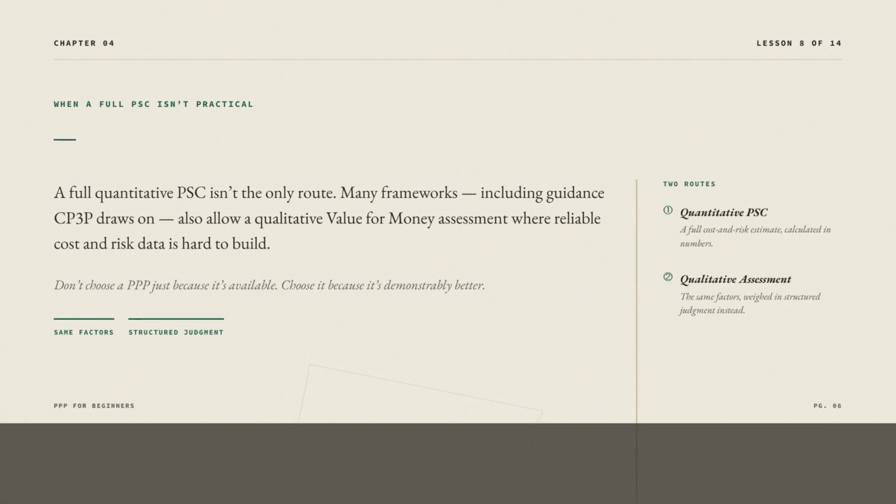A full quantitative PSC isn't the only route. Many frameworks, including Guidance CP3P draws on, also allow a qualitative value for money assessment for projects where reliable cost and risk data is hard to build, weighing the same factors in structured judgment rather than a single number. The principle stays identical either way. Don't choose a PPP just because it's available. Choose it because it's demonstrably better than the alternative.